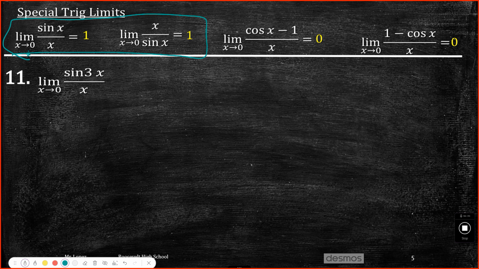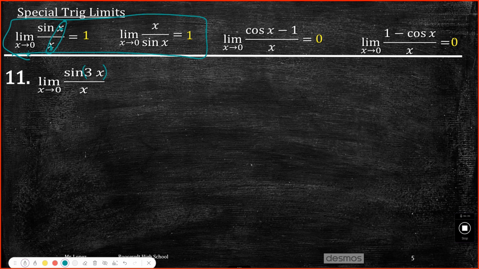Let's go to number 11. The limit as x approaches 0 of sine 3x over x. Look, right here, this says the limit as x approaches 0 of sine x over x. These are x and this is x, these guys are matching up. If I can make this match up, then I can use this limit. So this 3x represents x.